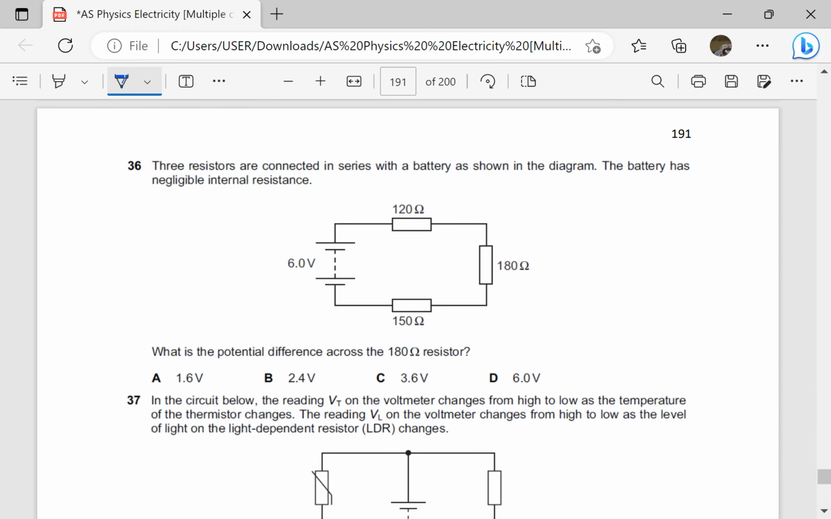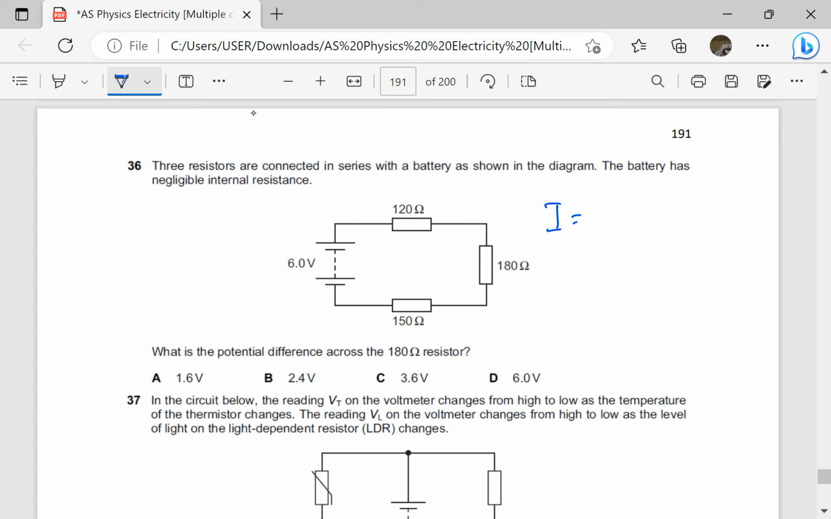Three resistors are connected in series with a battery as shown in the diagram. The battery has negligible internal resistance. What is the potential difference across the 180 ohm resistor? So first of all, let's find the current.